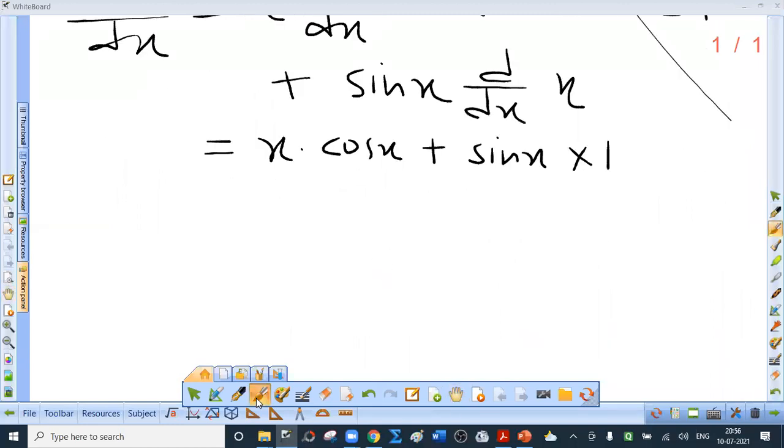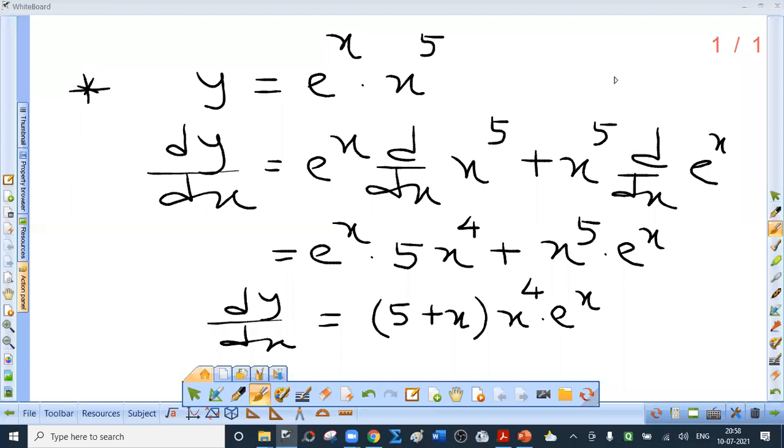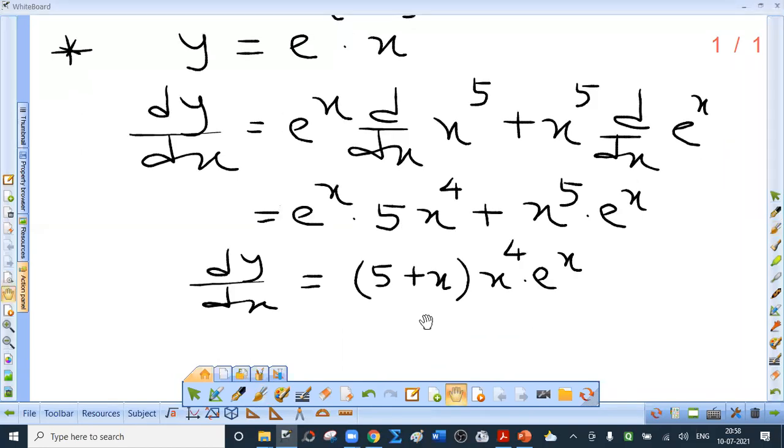Okay. Now try this one. Tell me your answer. Y is e raised to x into x raised to 5. So what is dy/dx? e raised to x into derivative of x raised to 5, which is 5 x raised to 4, plus second function x raised to 5 into derivative of e raised to x, which is e raised to x. Here derivative part is over. If possible, take x raised to 4 e raised to x common to get in bracket 5 plus x.